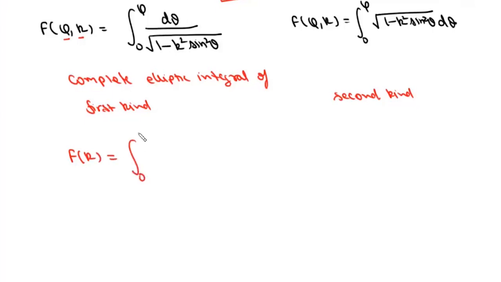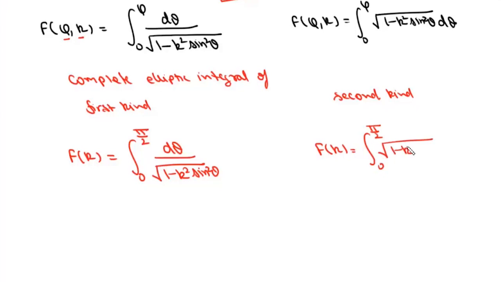F(k), and it will be this integral from 0 to pi by 2 d theta upon under root of 1 minus k square sine square theta. And for the second kind, we can write this as E(k) equals this integral from 0 to pi by 2 under root of 1 minus k square sine square theta d theta. Now these elliptic integrals can be changed into many other forms, including those in terms of rational functions. But for this video, we'll limit ourselves to these forms.